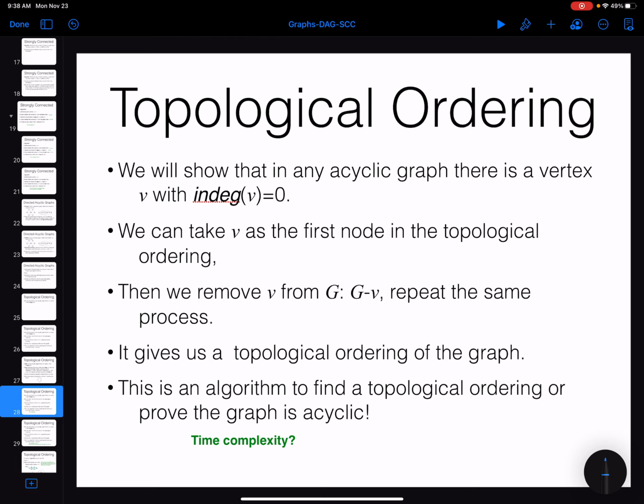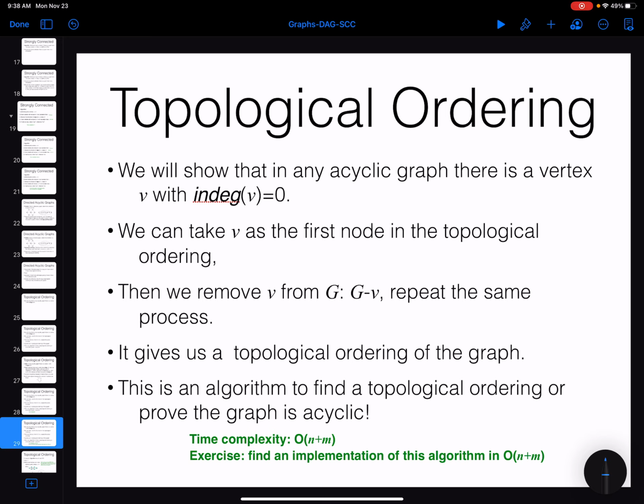The time complexity, the way that I wrote the algorithm here, is not quite clear, but you can solve this problem. You can write an algorithm for this. You can implement this algorithm with the time complexity of O of n plus m. And how? I'm going to leave it as an exercise for you, but the algorithm is going to be very simple.